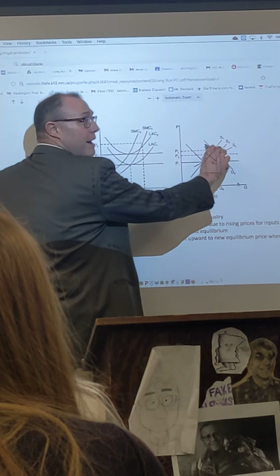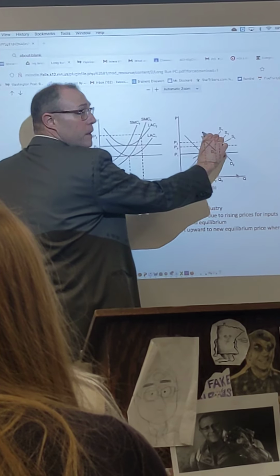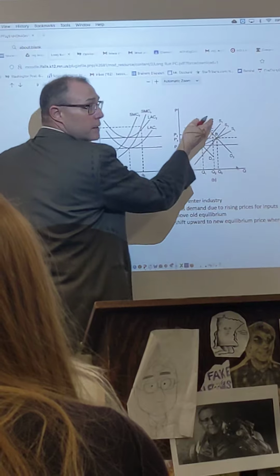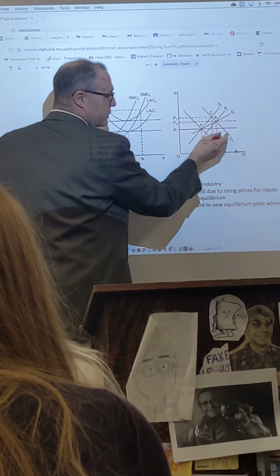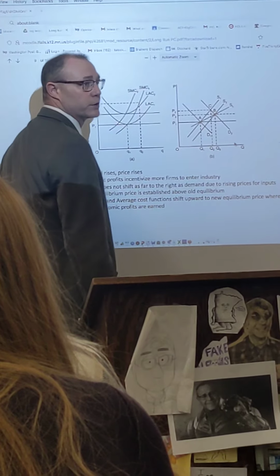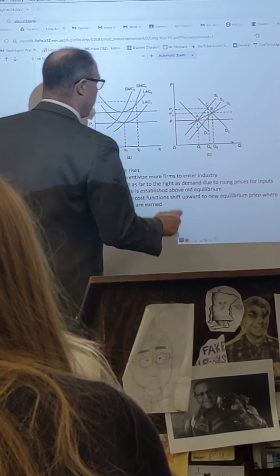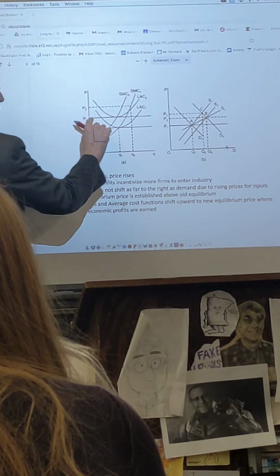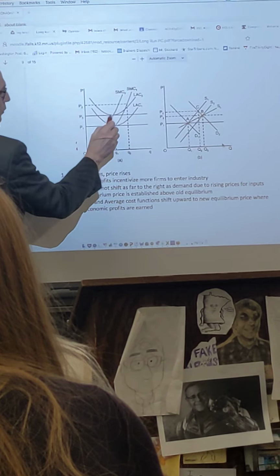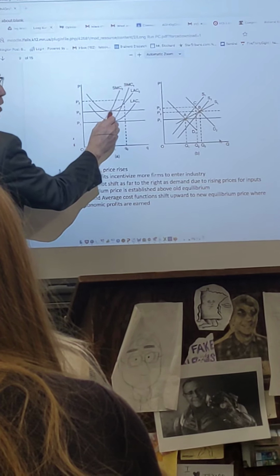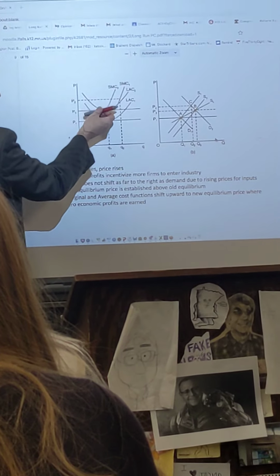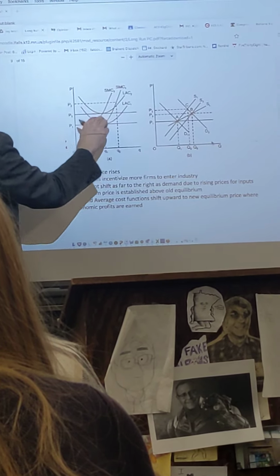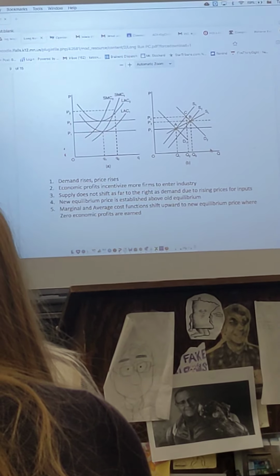Increase in demand, profits are being shown. More people enter the industry, supply shifts. It's just that the supply shift isn't equal to the demand shift, and that's because your resource prices went up. Now what happens then, take a look, here's your new price, but are we still at long-run equilibrium? We are, because your long-run average cost function is going to shift upward, and so is your marginal cost, because your cost went up.